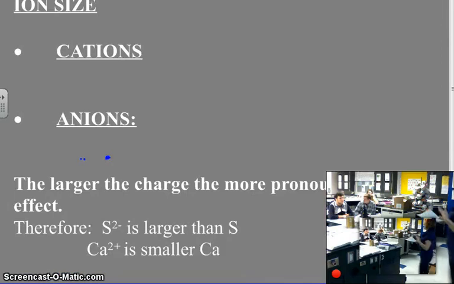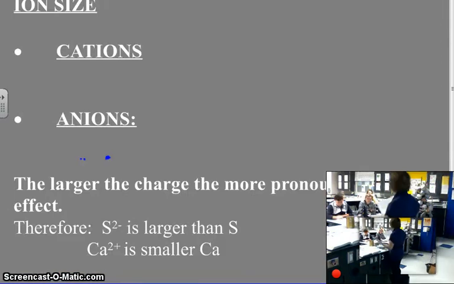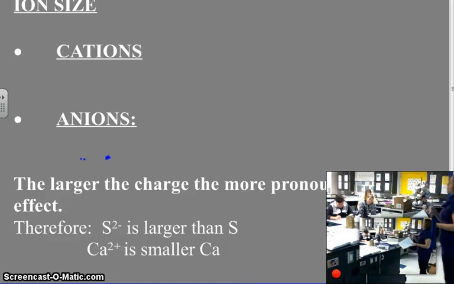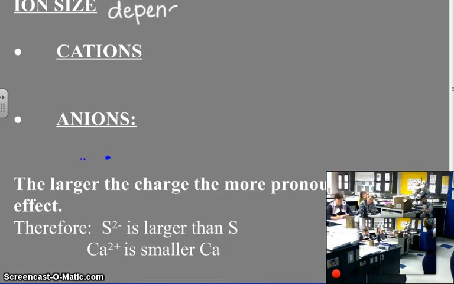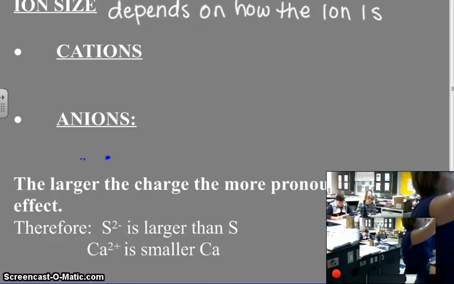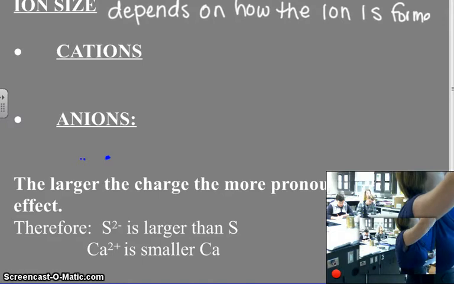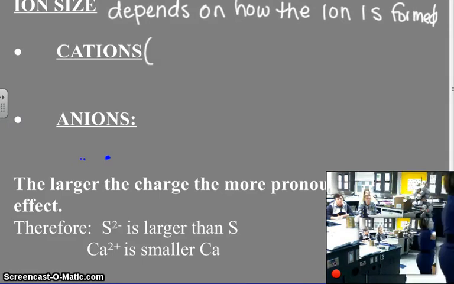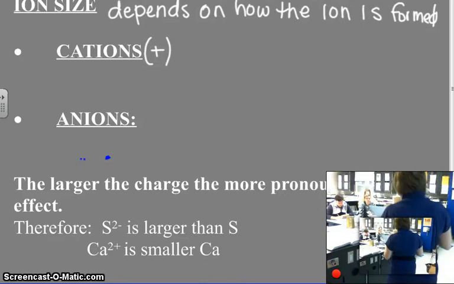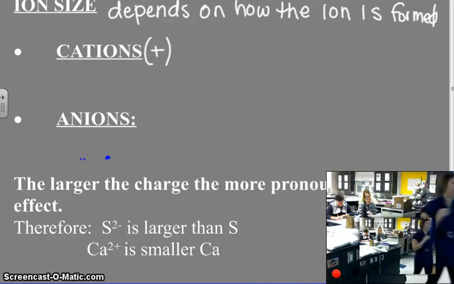So now we have to talk about ion size. But again, this is all review from Chapter 7. Whether or not an ion is bigger than its parent atom depends on how the ion is formed. So ion size really depends on ion formation. A cation, which of course is a positive ion that occurs in metals, will be smaller than its parent atom.